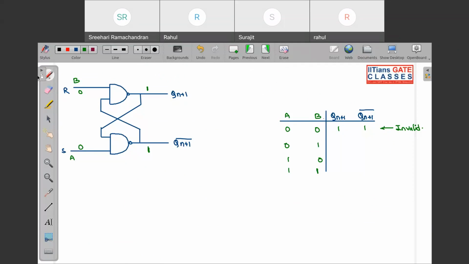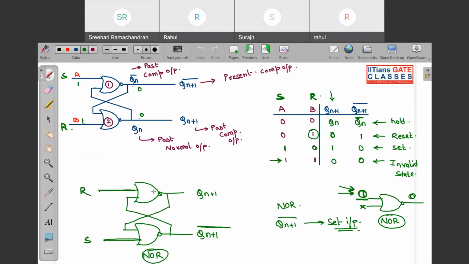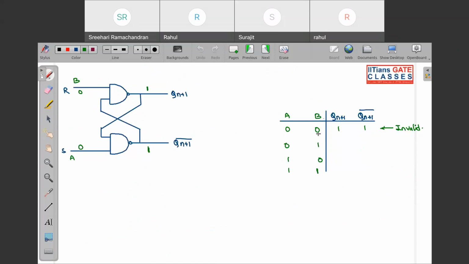So let us still use the concept we have studied. Look, 0 0 means this goes to an invalid state. Previously in your NOR latch, whenever we applied 1 1, we went to invalid. Now, for this case, whenever we apply 0 0, we go to an invalid state. Now look, what happens if I apply 0 1? If you apply 0, this will immediately be 1. If this is 1, then 1 into 1 makes this 0. So Qn plus 1 is equal to 1 and this is equal to 0.